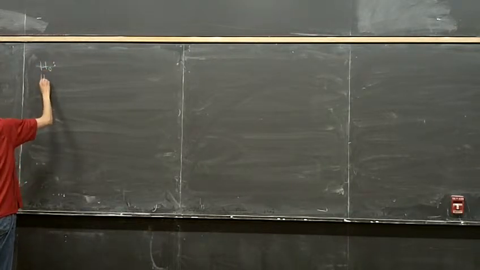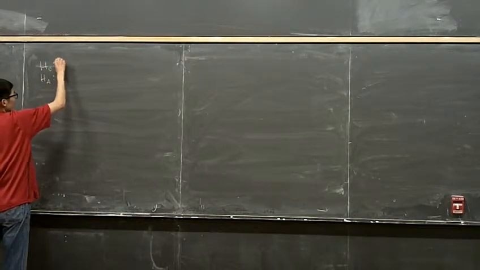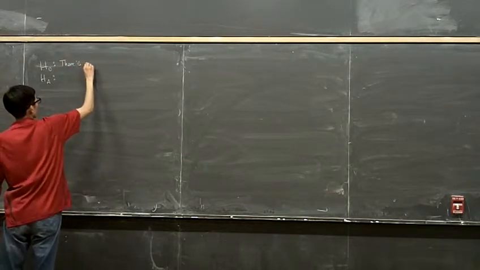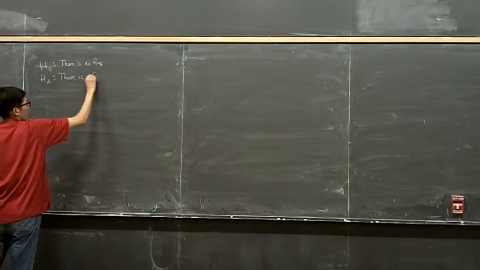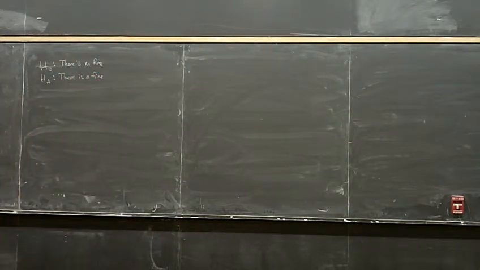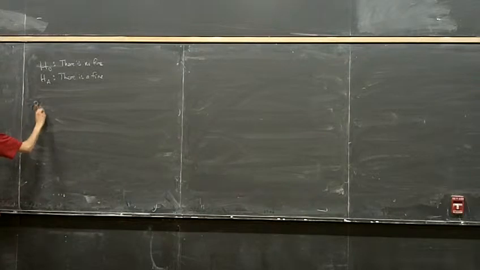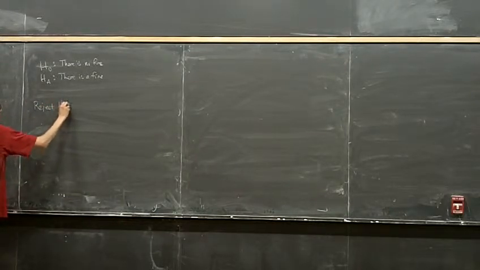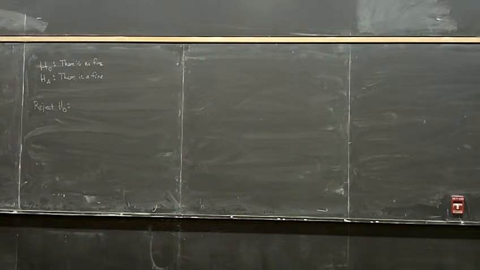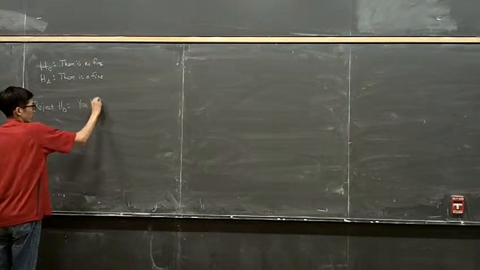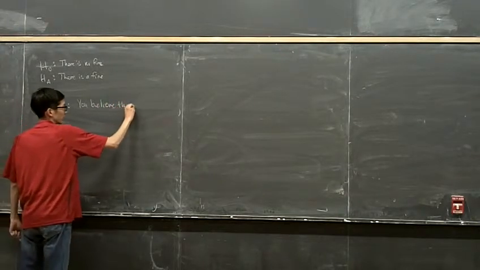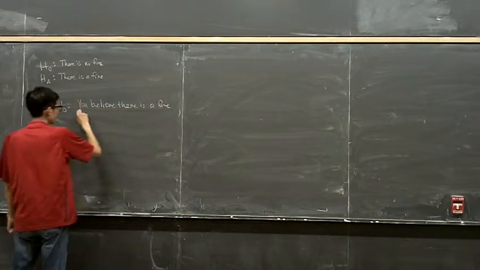You've got a null hypothesis and an alternative hypothesis. The null hypothesis is there is no fire, and the alternative is there is a fire. For you, rejecting the null hypothesis, what does that mean? It means you believe there is a fire, so you sound the alarm.